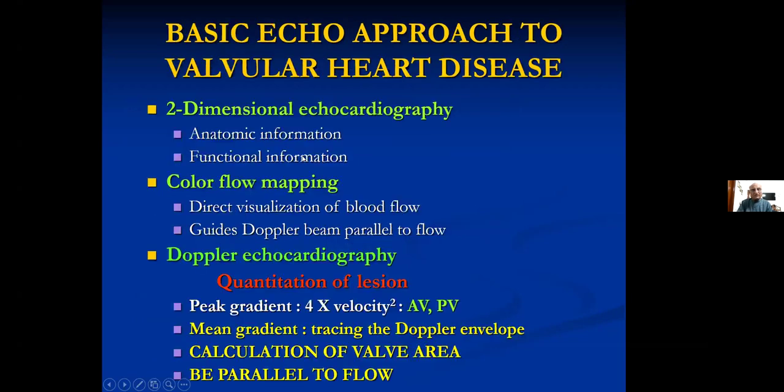And this is why we use the 2D. A 2D echo gives complete anatomical and functional information. Color flow mapping gives you a direct visualization of blood flow and it guides you to be parallel to the flow, which is a basic requirement in Doppler. So by seeing the blood flow, you can put your Doppler parallel to it, and then quantitative assessment of lesions can depend upon certain diseases on a peak and mean gradient, but a calculation of a valve area is extremely important because many of the other things can be variable. We should always practice this and always be parallel to the flow.